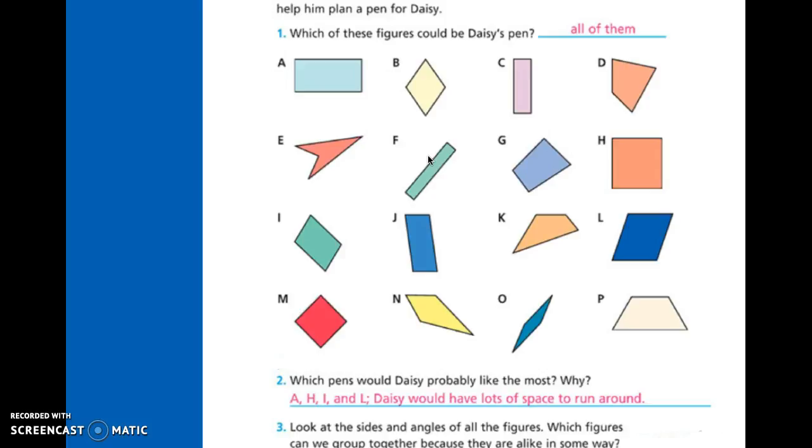We could also say the ones that have no parallel sides, so ones that do not have any parallel lines. An example of that would be like K. Eventually all of these lines would meet.